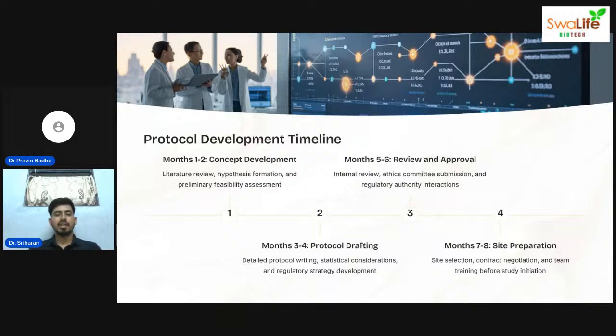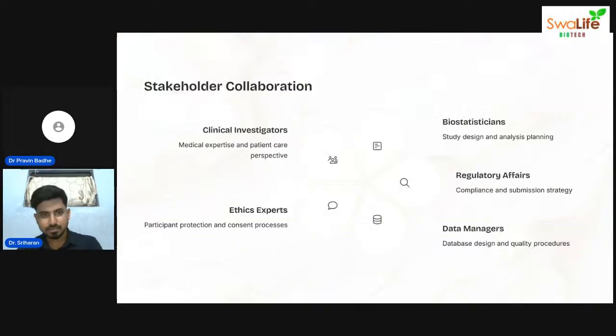So review and approval take place in 5 to 6 months. After we get approval from the institutional review board or ethical committee, site preparation is very important. We want to prepare the site, put the contract for the CRO and clinical research coordinator, and train the team before initiating the trial. This site preparation takes 7 to 8 months.